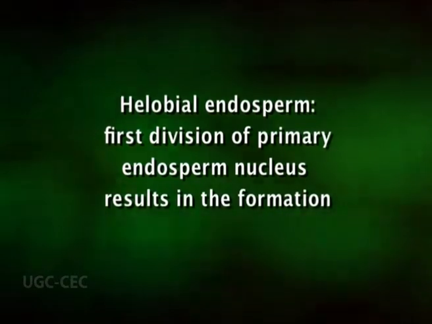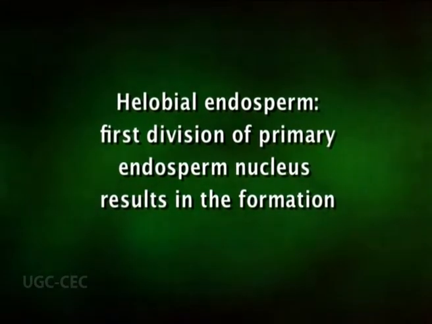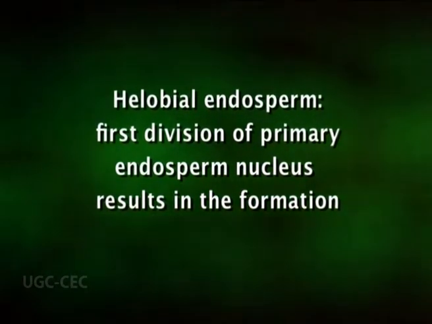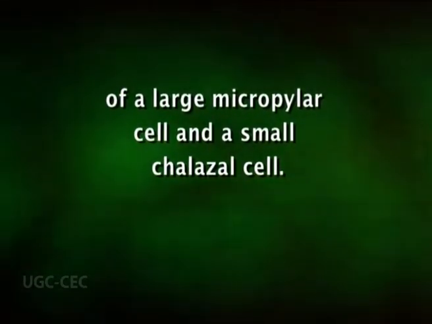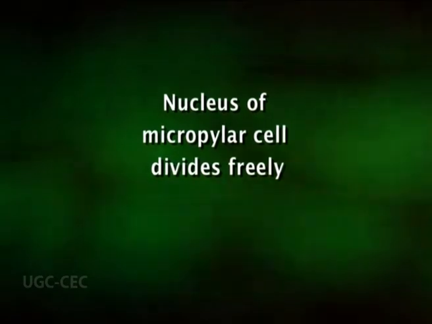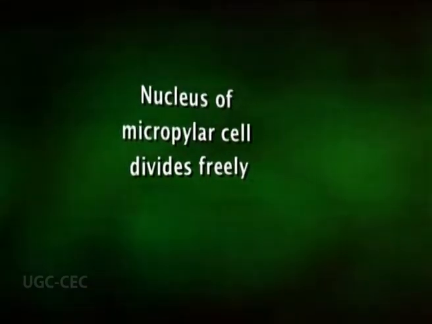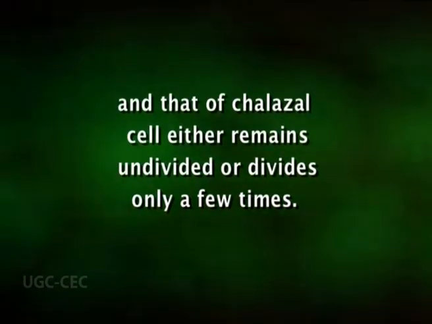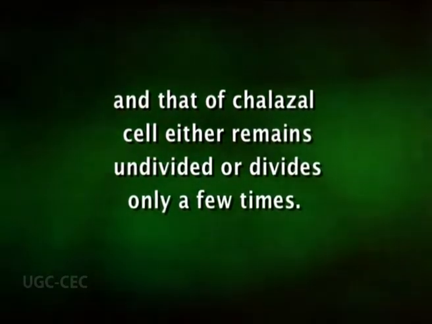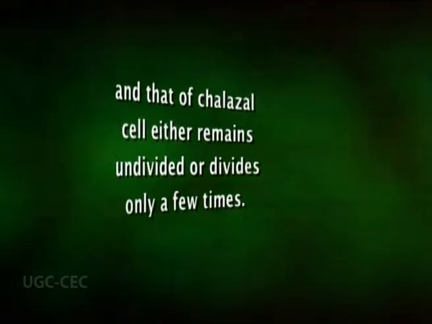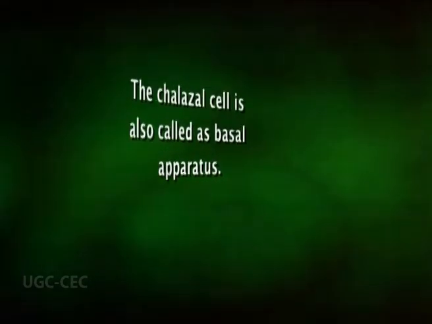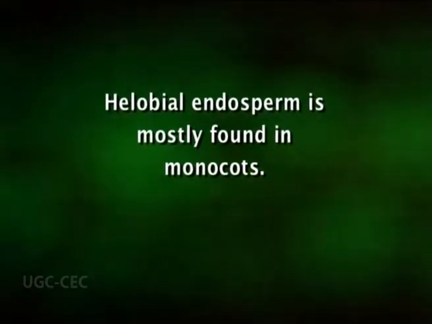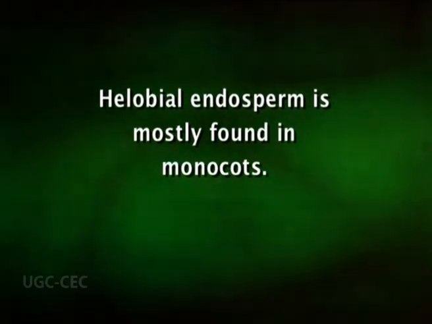In helobial endosperm, the first division of the primary endosperm nucleus results in the formation of a large micropylar cell and a small chalazal cell. The nucleus of the micropylar cell divides freely, and that of the chalazal cell either remains undivided or divides only a few times. The chalazal cell is also called the basal apparatus. Helobial endosperm is mostly found in monocots.